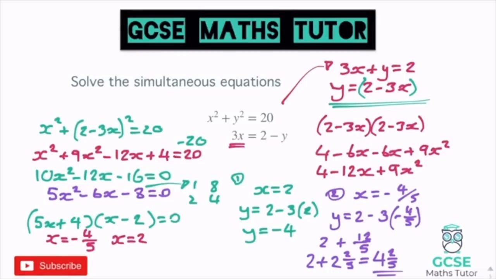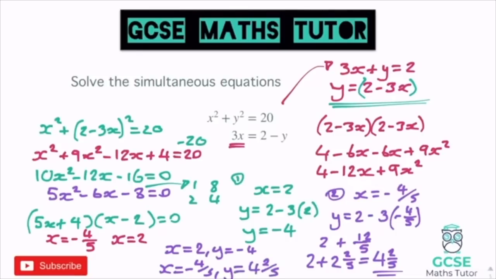So putting it all together, obviously you can write your answers out here. We've got when x is 2, y equals -4, which again you can write as a coordinate if you want, but there you go, there's our first solution. When x is 2, y equals -4. And our other one there was when x equals -4/5, y equals 4 and 2/5.